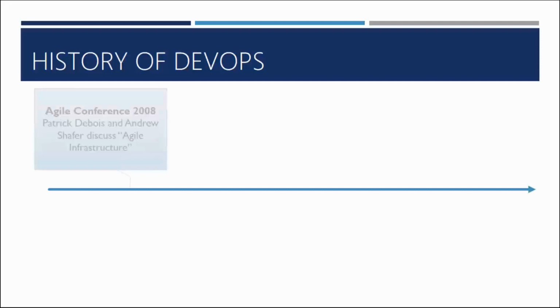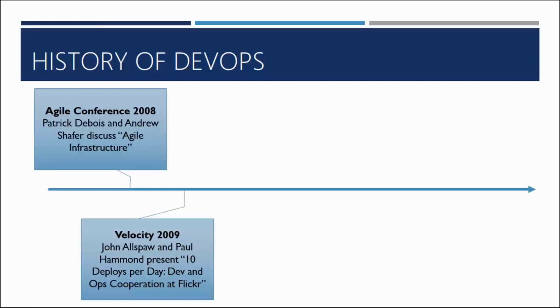So here's the timeline. The first Agile conference, I'm going to talk about what Agile methodology is next, but just for now, there was a conference held in 2008 to discuss Agile development infrastructure. Moving on, in 2009, John Allspaw and Paul Hammond presented "10 Deploys per Day: Dev and Ops Cooperation at Flickr."